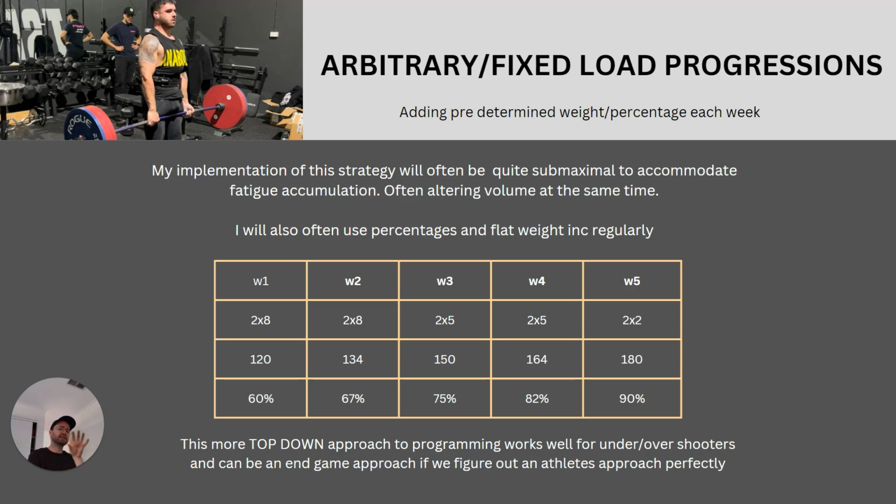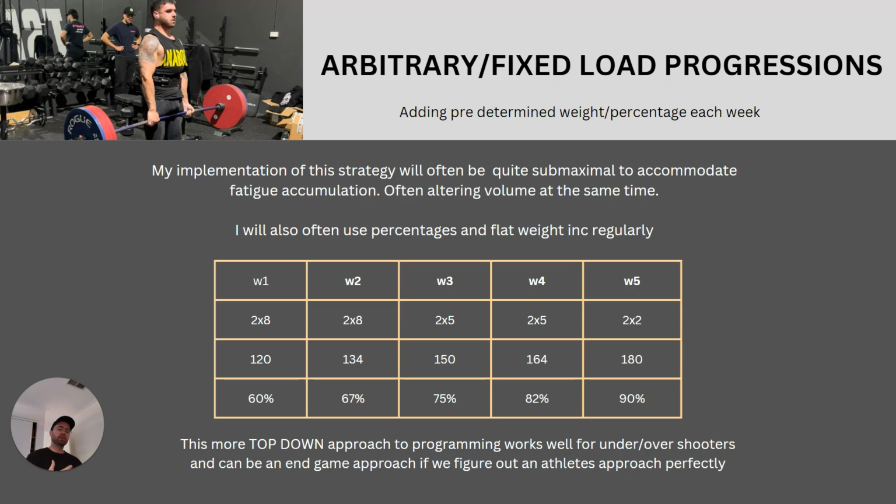And so this is mainly to accommodate that predictability in the fatigue accumulation. And often I'm also modulating the volume, how many sets you do at the same time. I often use percentages for myself, but I will use flat weight as well. So just add 5 kilos, depending on how experienced the lifter is. If they're new, then I usually use just weight increases, not percentages. If I'm using an accessory movement like an RDL, I'll usually use weight increases.